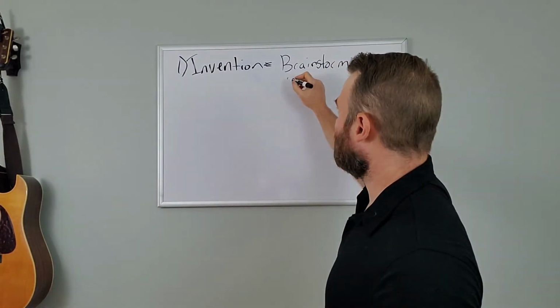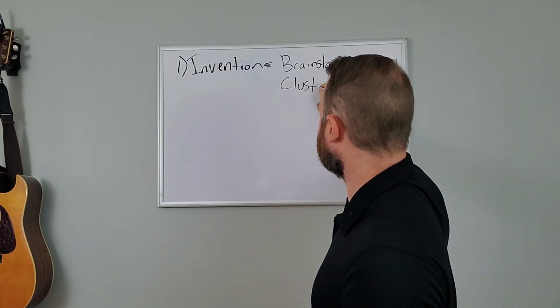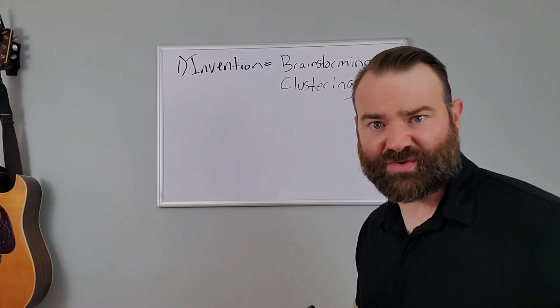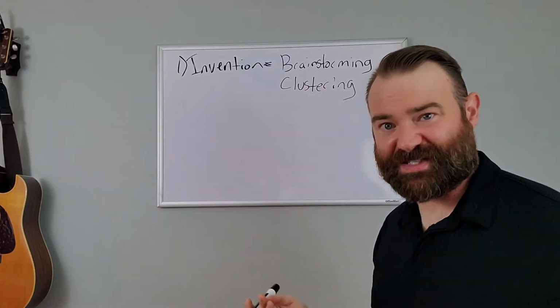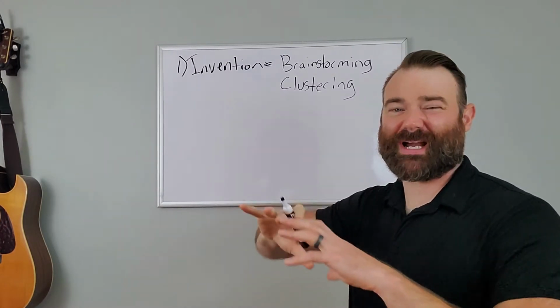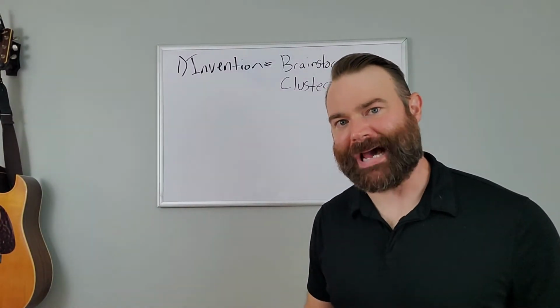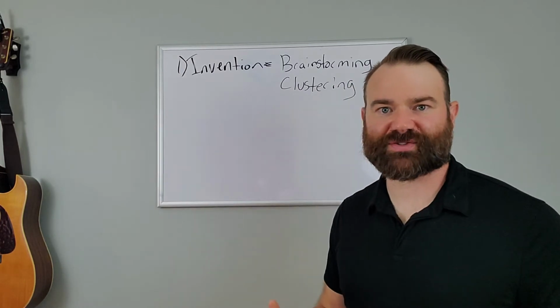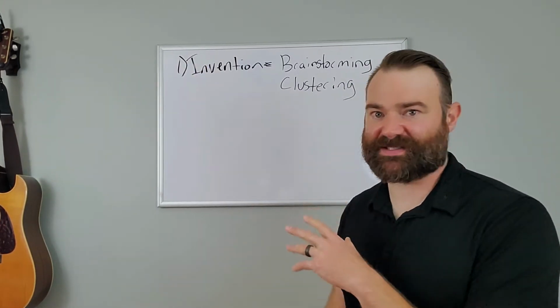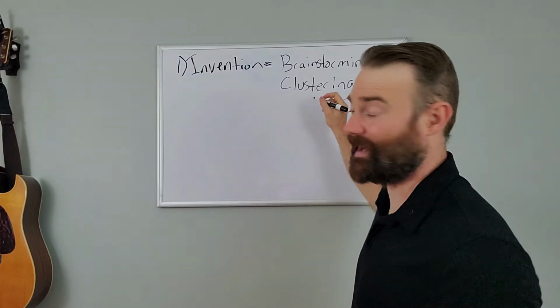The next thing is clustering, which is one other way to do brainstorming. It's very similar, only with clustering, what we're going to be doing is we're kind of drawing a mind map. And I'll go into clustering in the next video whenever I cover all three of these things. I'm just kind of giving you an overview right now.